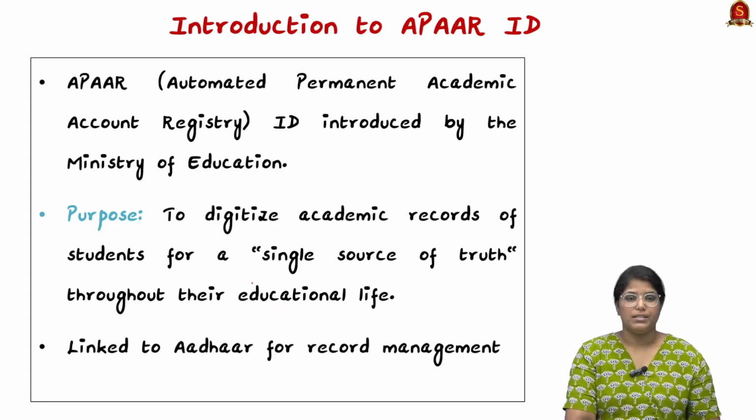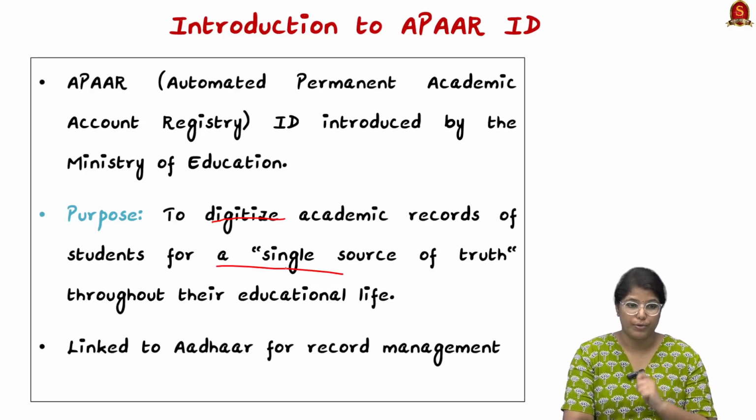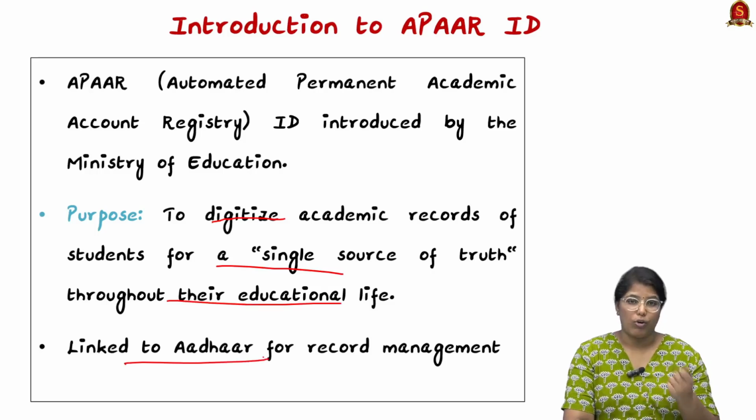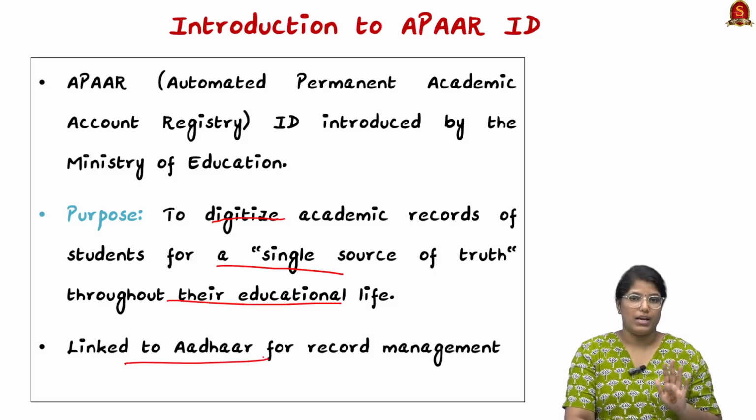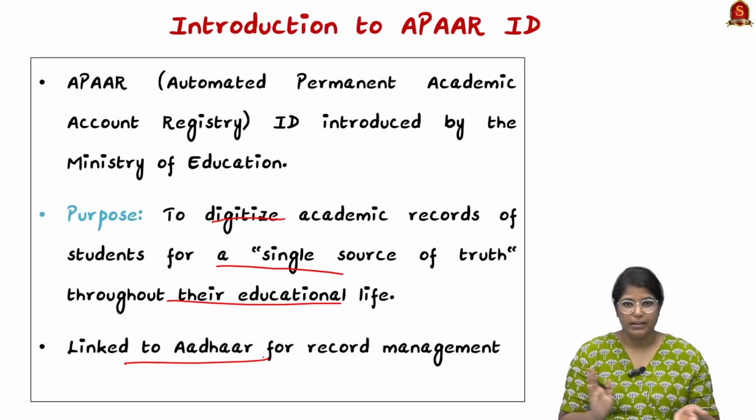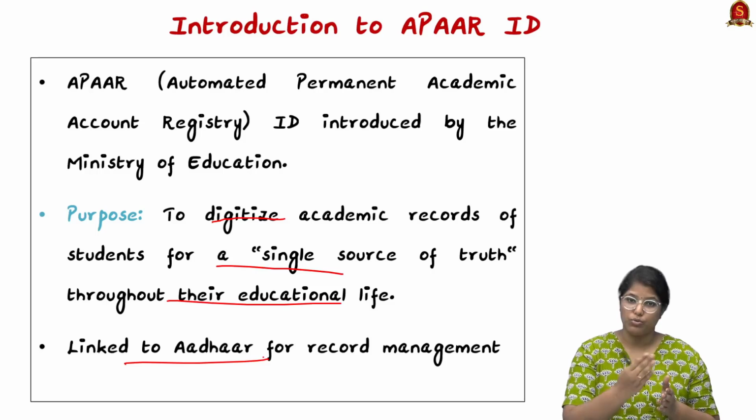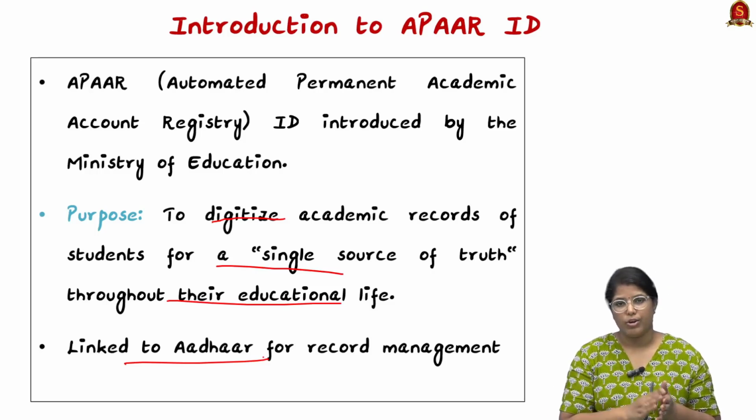Now moving on, we shall see certain basics about this particular APAAR. So this APAAR is introduced by the Ministry of Education, as I said earlier, and the main purpose is to digitalize the academic records of the student for a single source of truth throughout their educational life. So it is linked to Aadhaar for record management as well. So everything will be linked. If you are a person, they will be seeing your academic performance through this ID, and it will be linked to your Aadhaar as well.